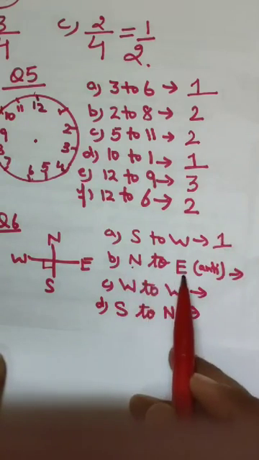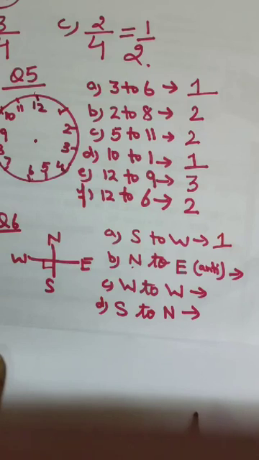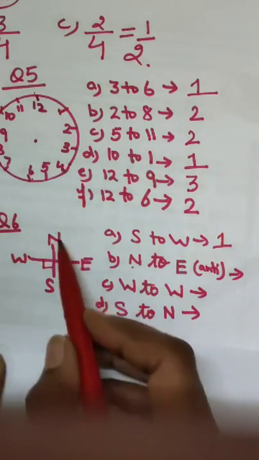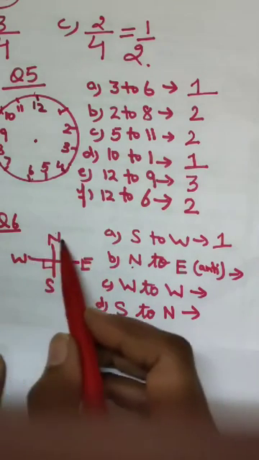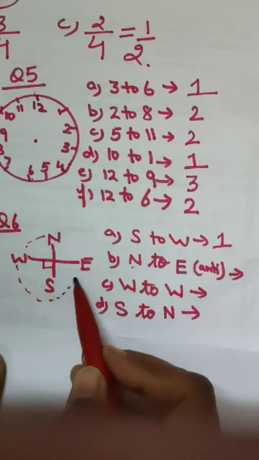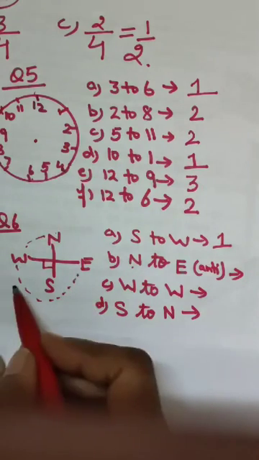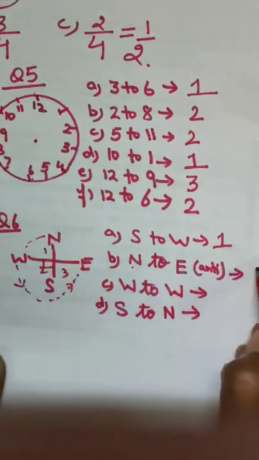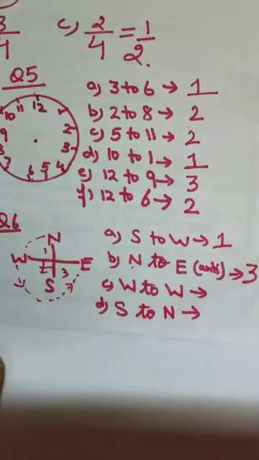North to east, but it is given in the question anti-clockwise. North to east means we are not moving in the direction of the clock, but anti-clockwise, like this. So how many right angles has it made? 1, 2, 3. It has made 3 right angles.